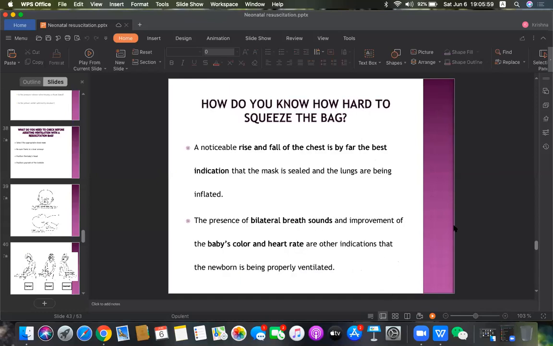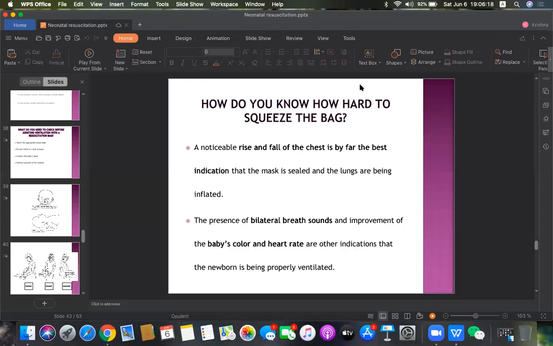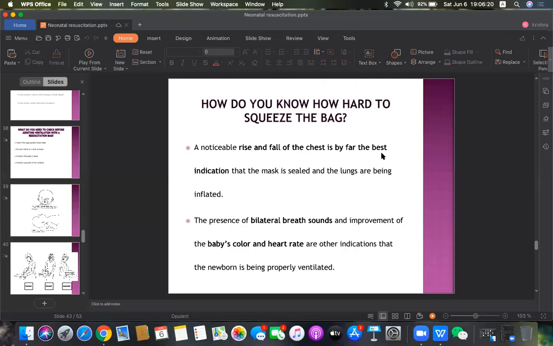Okay. Now, how hard to squeeze? This is a very important practical point. How hard to squeeze? Now, the best indicator for how hard to squeeze is how high the chest is rising and falling. If you are giving good amount of air, okay, the chest should rise and fall significantly, and at the same time you auscultate both sides of the lung. There should be entry of air. You can hear that. These are called breath sounds. Okay, you can hear that.